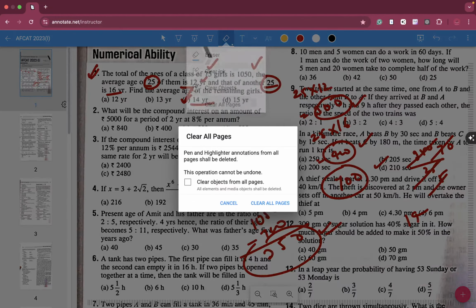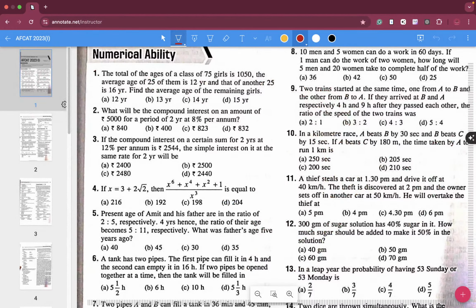Okay, what will be the compound interest? They are asking what is the compound interest on an amount of 5,000 for a period of 2 years at 8% per annum. If it is 8% per annum, I've taught you something called MF, multiplying factor. You can simply write it like 1.08 whole square. Rather than doing this, I would simply do 108 into 108.